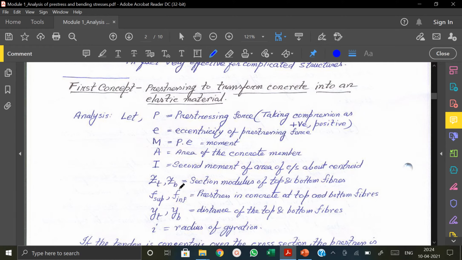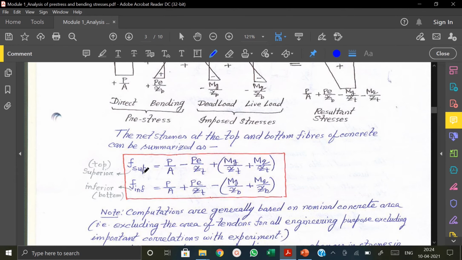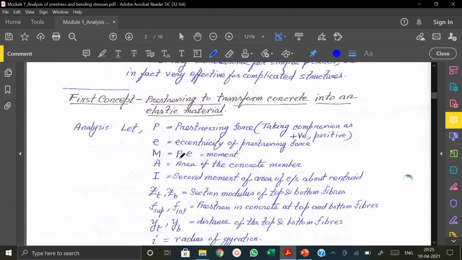Zt and Zb are the section moduli of the top and bottom fibers. Fsup and Finf are the prestress in concrete at the top and bottom fibers. Fsup is the stress at the top superior fiber, and Finf is the stress at the inferior, that is the bottom, fiber. Yt and Yb are the distances of the top and bottom fibers. r is the radius of gyration. We are going to discuss this in detail, but before that you need to understand the terms. Consider a simply supported beam like this.